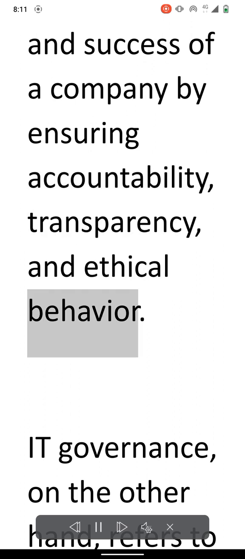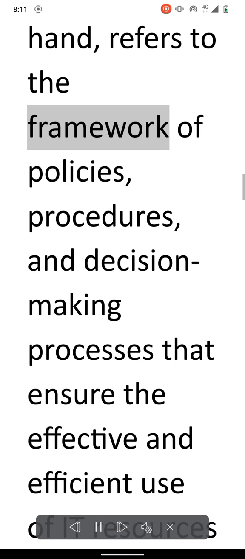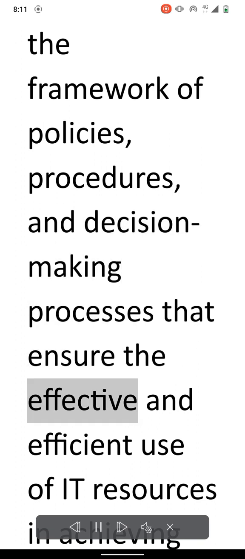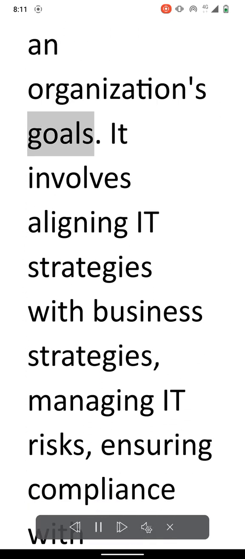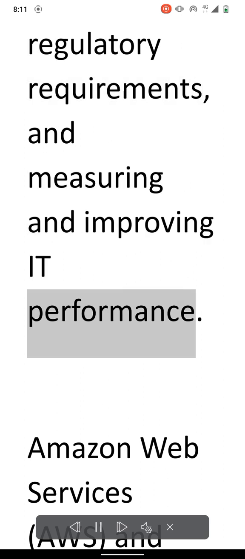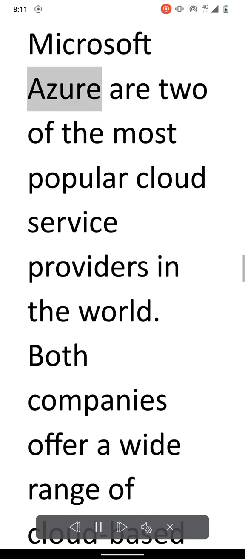transparency, and ethical behavior. IT governance, on the other hand, refers to the framework of policies, procedures, and decision-making processes that ensure the effective and efficient use of IT resources in achieving an organization's goals. It involves aligning IT strategies with business strategies, managing IT risks, ensuring compliance with regulatory requirements, and measuring and improving IT performance.